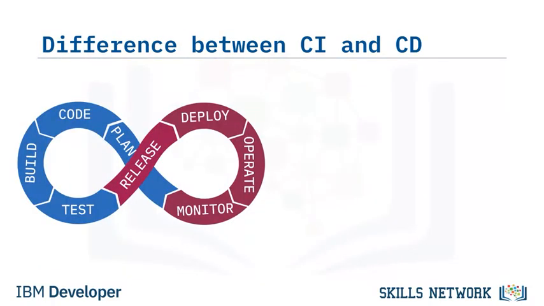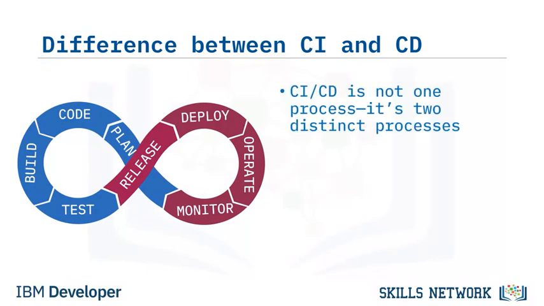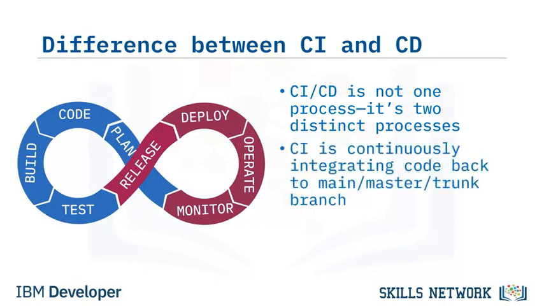It's important to understand the difference between continuous integration and continuous delivery because a lot of times people say CI/CD like it's one process, but it's not. It's two separate and distinct processes that happen right after each other. Continuous integration is continuously integrating your code back into the main or master or trunk branch, so it shouldn't diverge too far before you merge changes back into the main branch to make sure that it works. You are continuously integrating your code with the main code base.